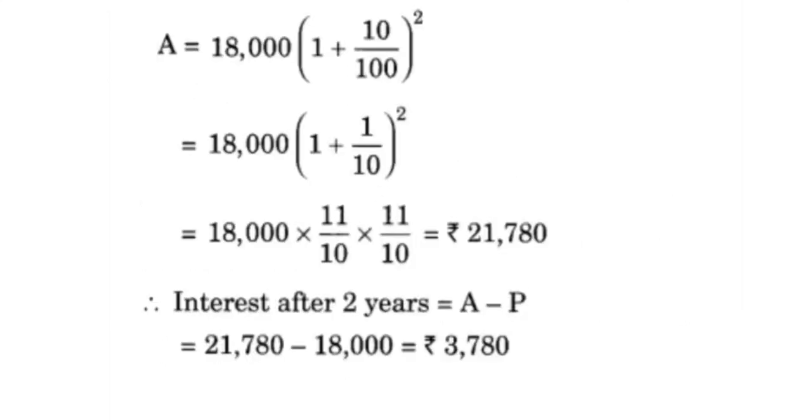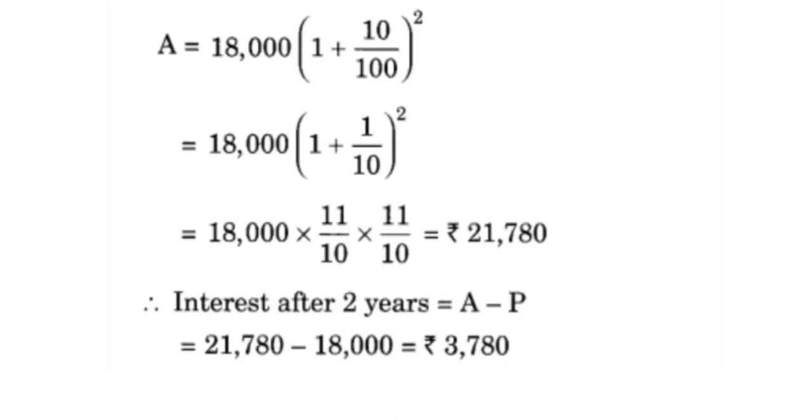Amount is equal to P in bracket 1 plus R upon 100 and the power is 2. Now put the values. 18,000, 1 plus 10/100. So 0, 0 will cut. What is left here? 1/10 and the power is 2. So 10 plus 1 is 10 into 1 is 10 and plus 1 is 11/10. So it will come 18,000 and bracket 11/10 square. Now let's simplify. So it will come 21,780. So this is the amount.